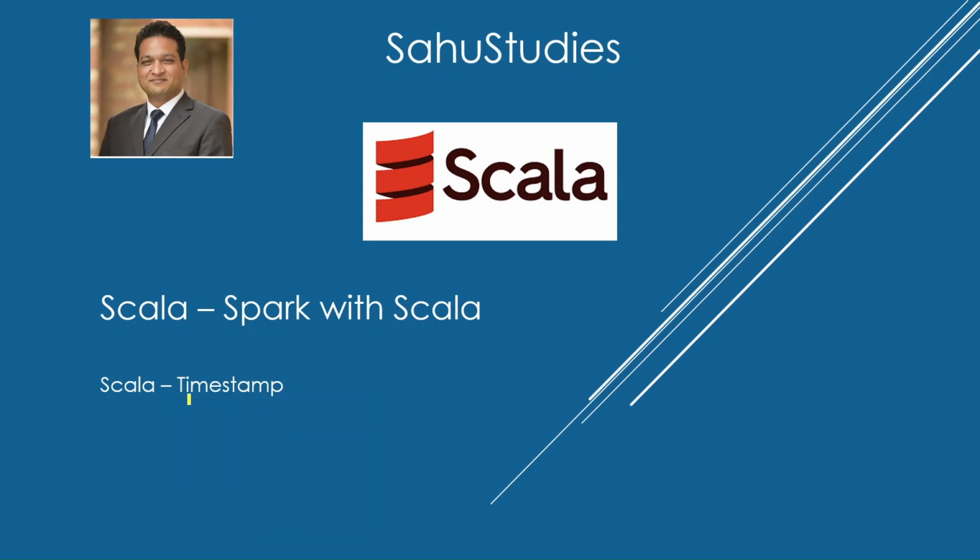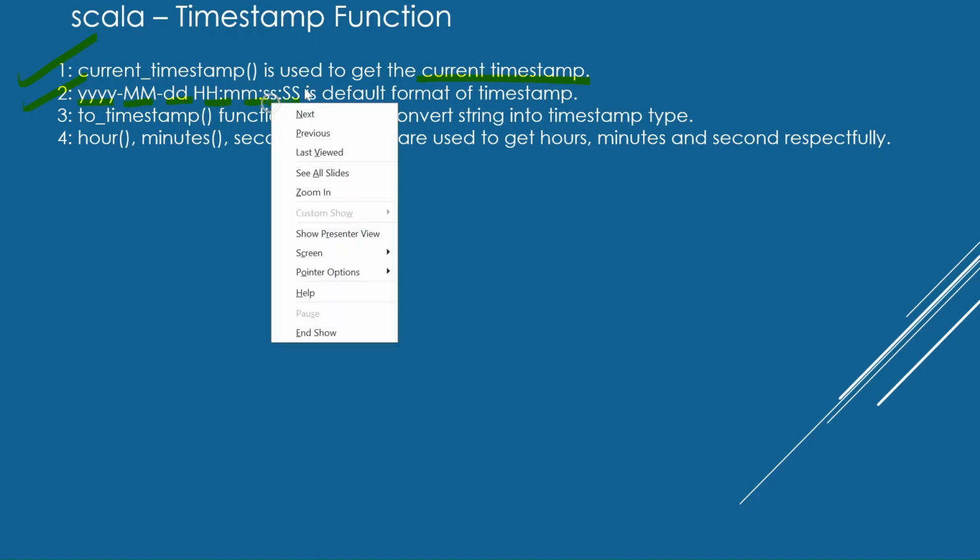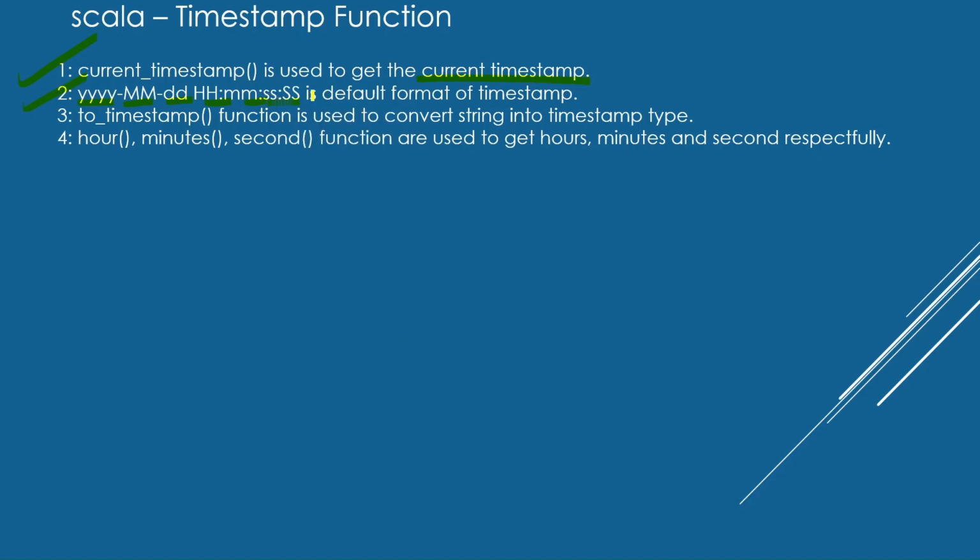In this video, we are going to discuss timestamp functions in Scala. We are going to discuss four timestamp functions. One is current_timestamp. It is used to get the current timestamp of the system. The default format is year, then month, then date, then hours, minutes, and seconds. This is the default date format of a timestamp.